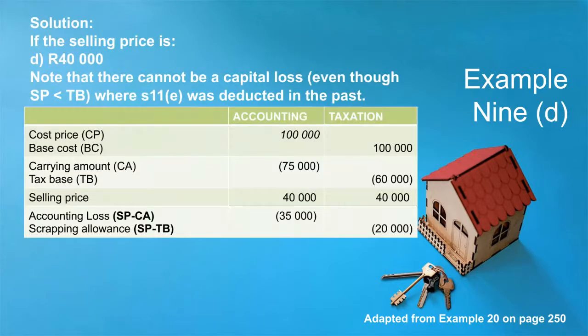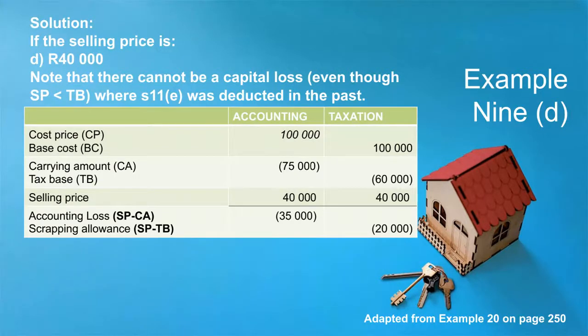Let's have a look at what that looks like. This is the calculation that we would have come up with. If we have a look here, we made an accounting loss of 35. We made a scrapping allowance of 20. Now, I told you for back 200, we're not dealing with capital losses. So just ignore that.